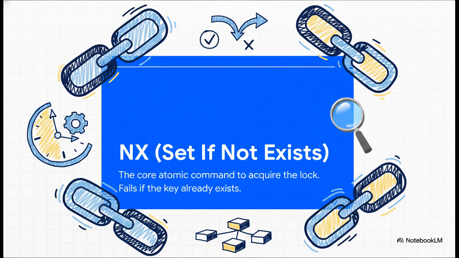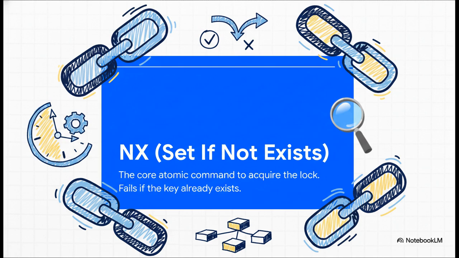This is the heart of the lock. It stands for set if not exists, and it's an atomic command. That just means Redis guarantees it'll either succeed or fail as a single unbreakable operation. So if you send this command and the key isn't there, Redis creates it, and boom, you've got the lock. If another process already holds that key, the command fails, and you know you have to wait.